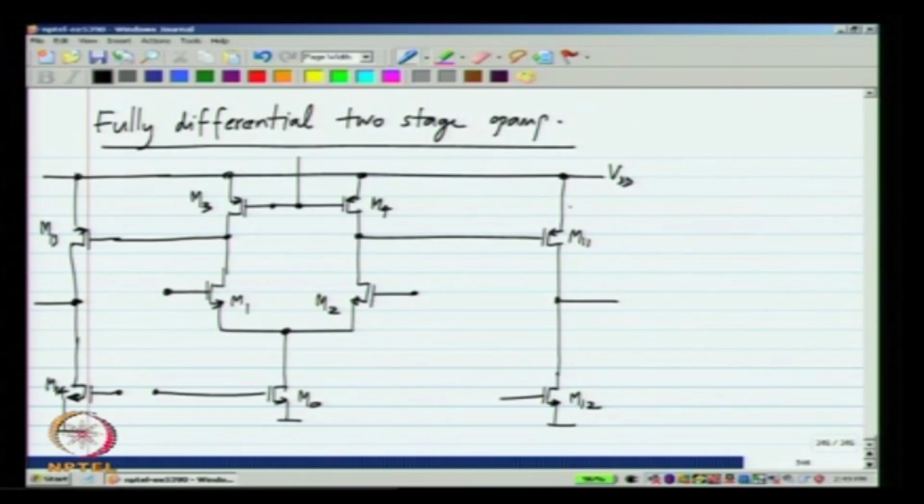And the bias for this has to be properly adjusted, so that the currents from these two equal the current in this. Similarly, the bias for M12 and M14 has to be properly adjusted, so that the currents in M12 and M14 exactly equal the currents in M11 and M13, and this is done using common mode feedback. So, what I have here is a fully differential two stage op amp, but showing only the differential signal path components. I have not added the common mode feedback circuitry.